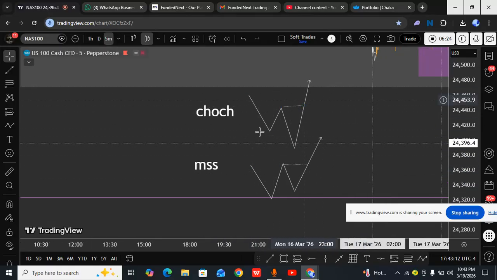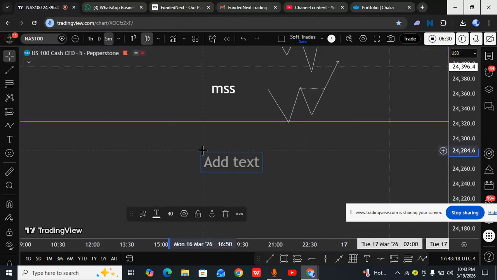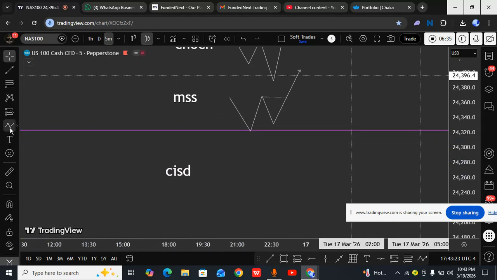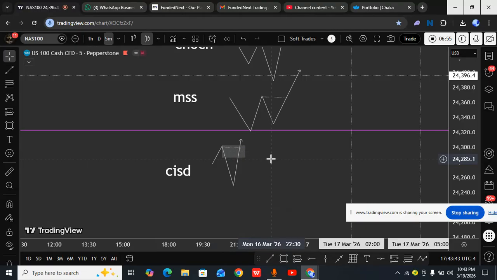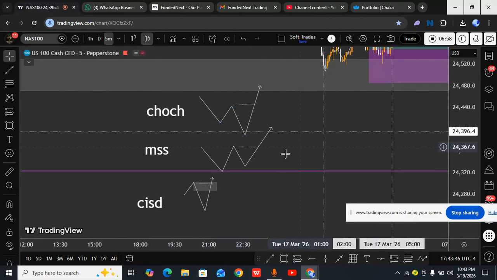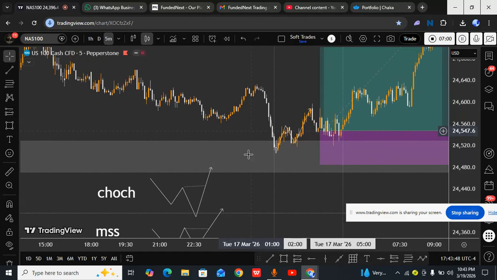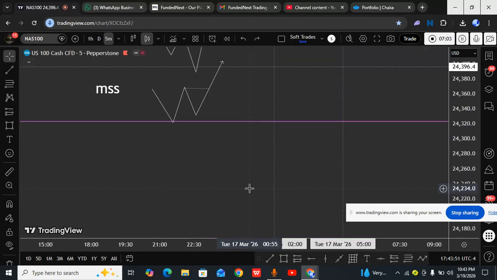So either of these is what you can use for your entry, or you can use my favorite, which is CISD. You already know what CISD is, I talk about it a lot, which is when price comes down, creates a high, comes down, and immediately closes above the neckline, right? The neckline. This is a bearish order block I'm talking about. This is a long entry now. So either of these three is what you want to look at when price comes into your points of interest.